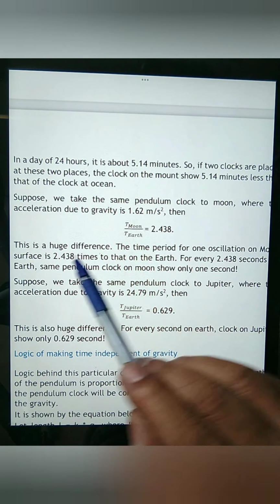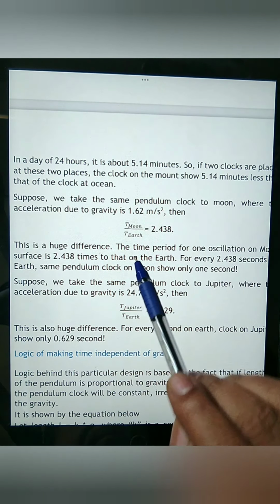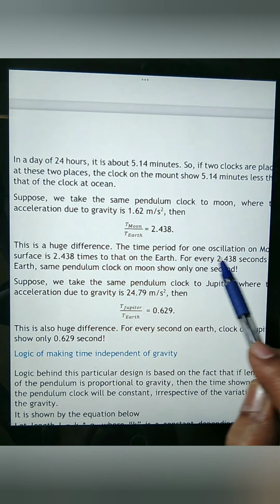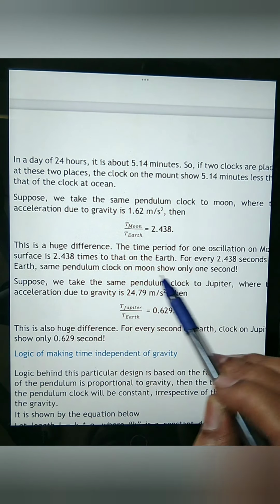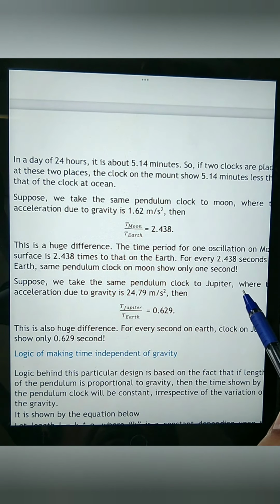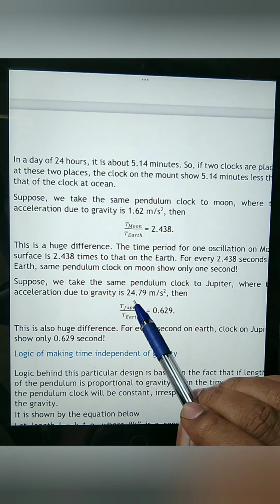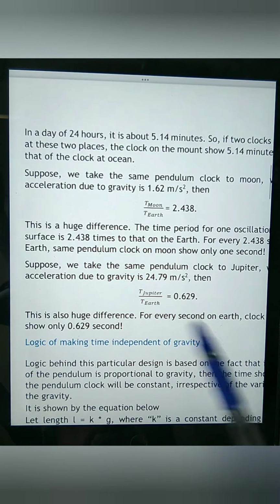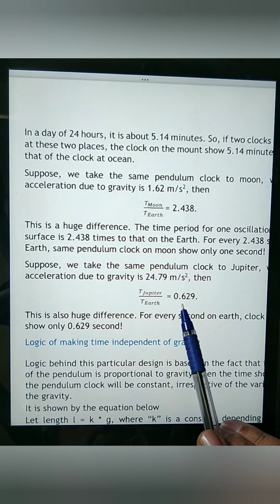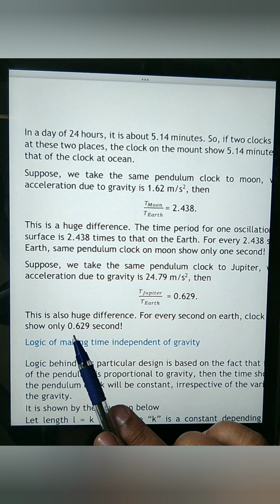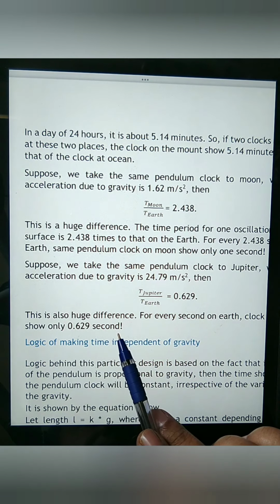Remember, this is a very huge difference. The time period of oscillation on the moon is 2.438 times that of the earth. It takes a longer time. So that means it creates a huge difference. And similarly, if you take the same pendulum clock to Jupiter, of course it is a gaseous planet anyway, the gravity is 24.79 meters per second squared, and look at this, T Jupiter by T Earth is equal to 0.629. That means for every second on Earth, Jupiter shows only 0.629 seconds.